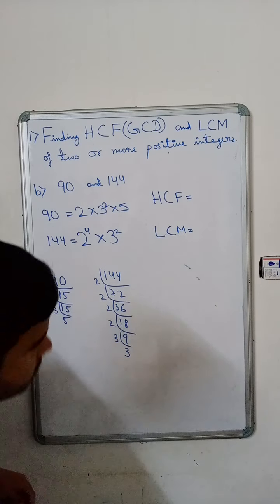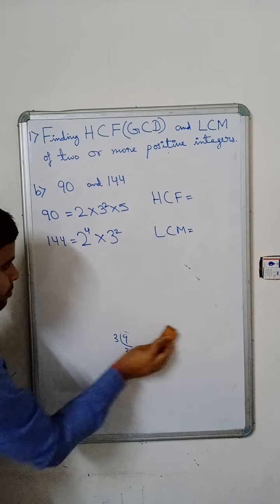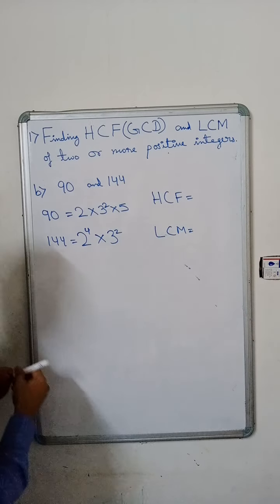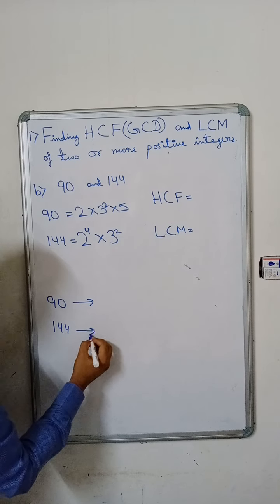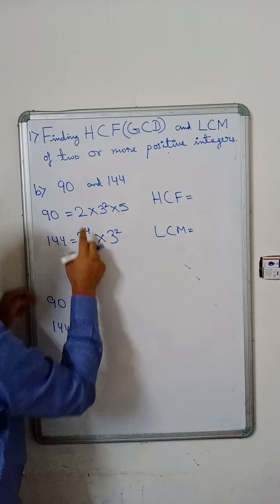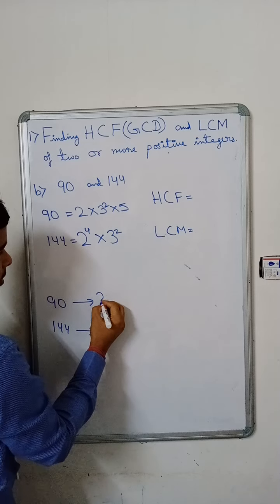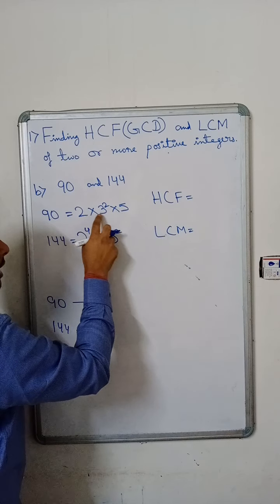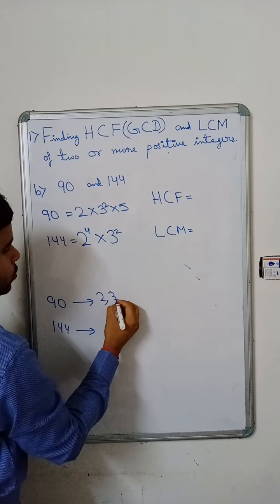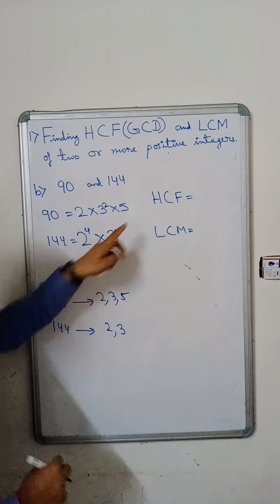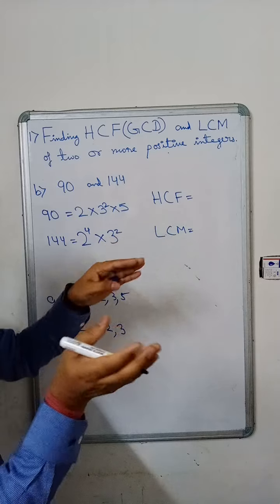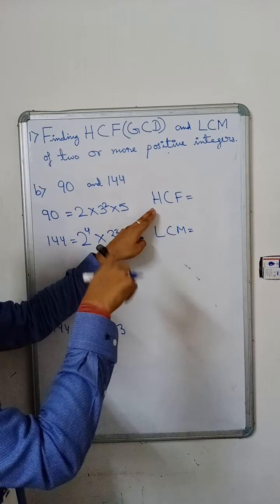Now what you do? Exactly the same way as I have done in the previous sum. You write down 90, 144. Now tell me what prime factors you find here. Just leave the power part and see what prime factors are used here. It's 2, 3 and 5. Now see, when you are finding HCF, remember what we have done in the previous sum.